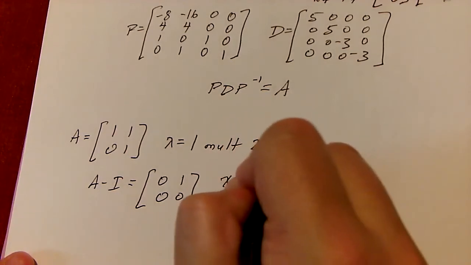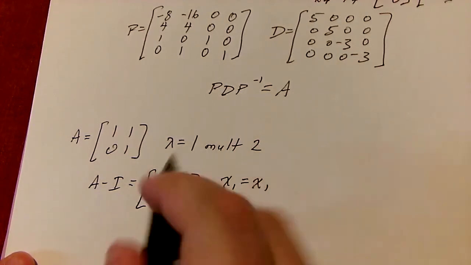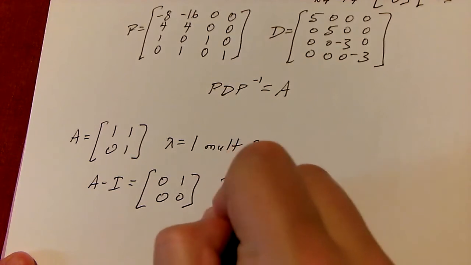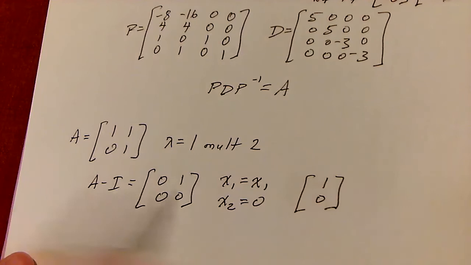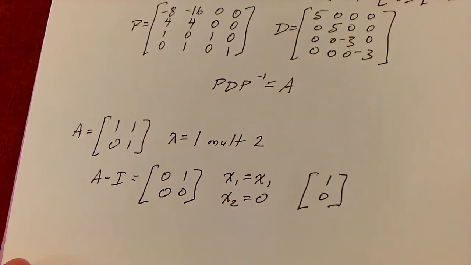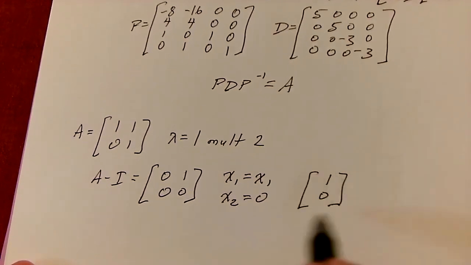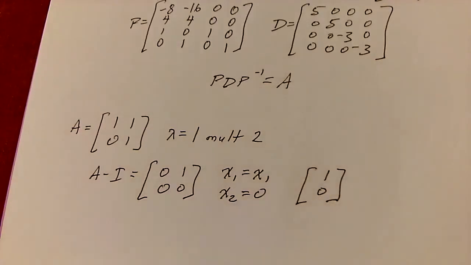x1 is equal to x1. It's the free variable, no pivot in the first column. And x2 would have to be 0, which corresponds to the vector 1, 0, but that's the only vector I have. Okay, so I only have one eigenvector. So I do not have enough eigenvectors in order to diagonalize this matrix. Okay, you have to have as many eigenvectors as you do dimensions in the original matrix.